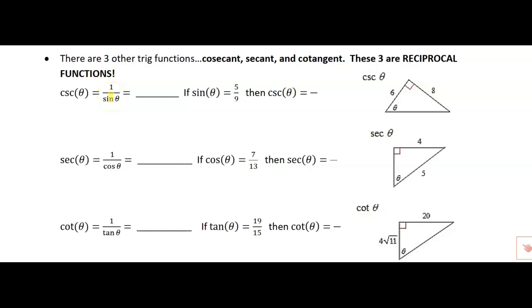Okay, there's 3 other trig ratios or trig functions, but generally they're really not that useful, so you don't really see them that often. So essentially I only remember them as reciprocal sets. So we have sine, cosine, and tangent. Then we have cosecant, secant, and cotangent. And how I remember is that sine starts with S, cosecant starts with C, so you have to match S to C. Cosine starts with C, secant starts with S.